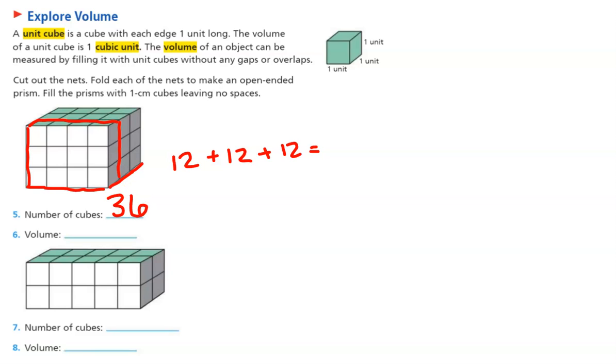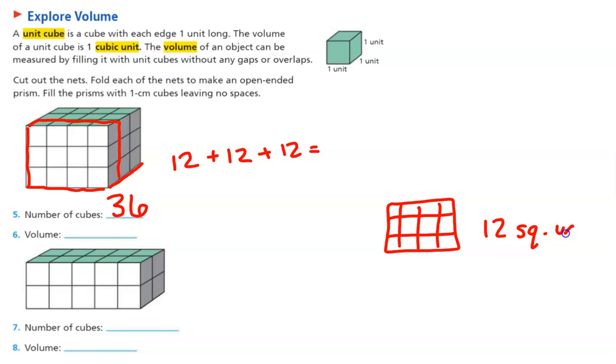Now, this is going to be a little funky. When I showed you something like this a second ago, you would tell me that you had 12 square units. And the reason you would call those square units is because you're showing me how many little squares there are. Well, you just showed me how many cubes there are. So what you would actually say is 36 cubic units.